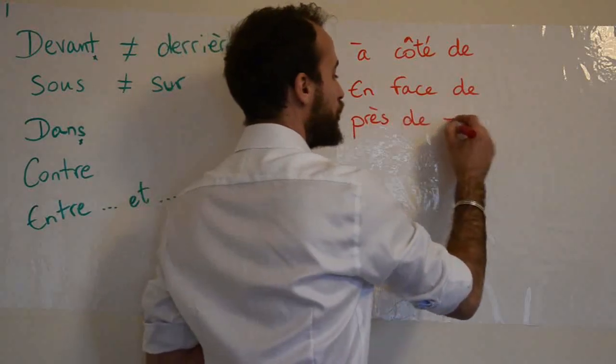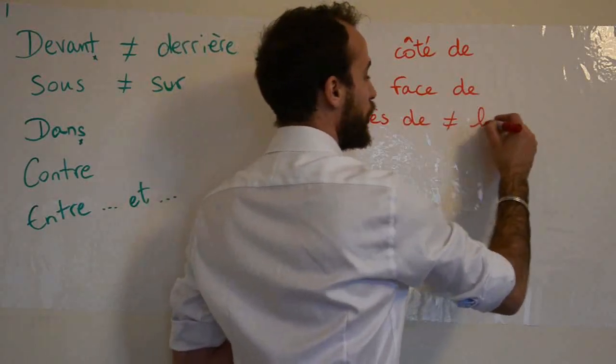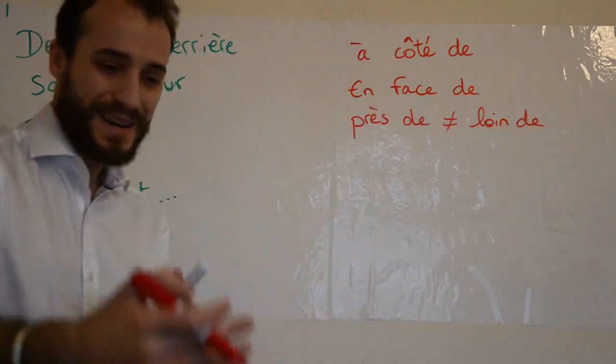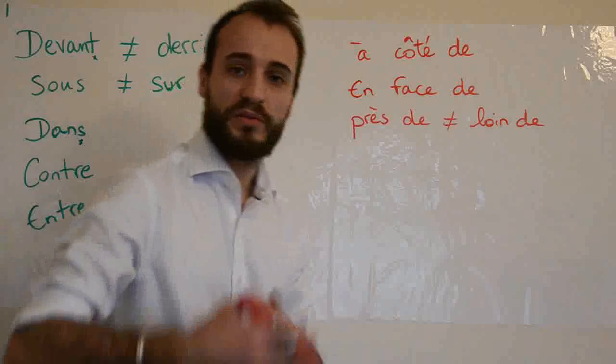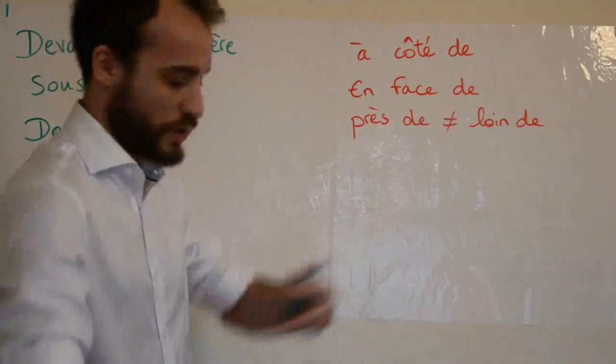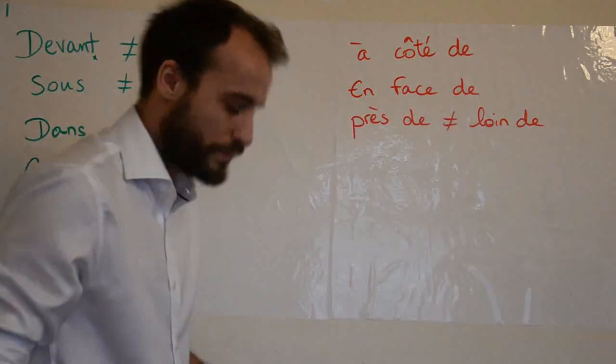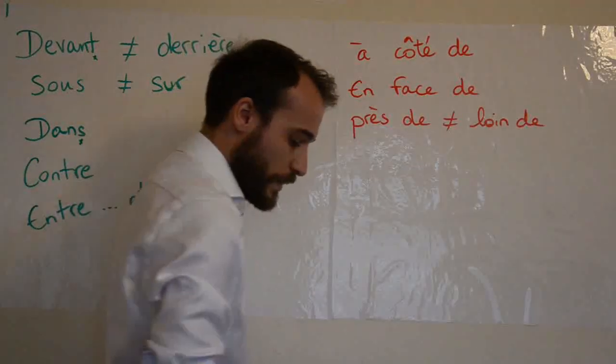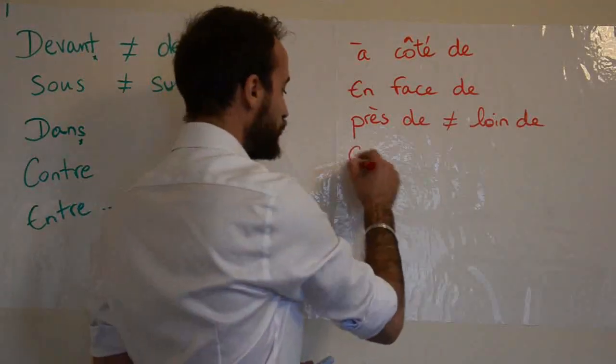Then we have près de, which is the opposite of loin de. Près de, near. Loin de, far from. So that is something that is near, and that is far from.